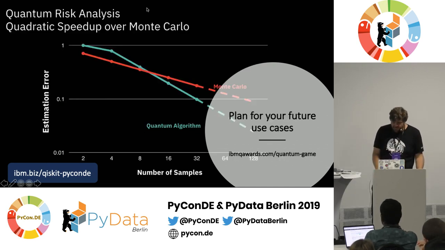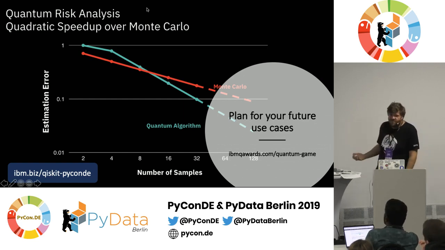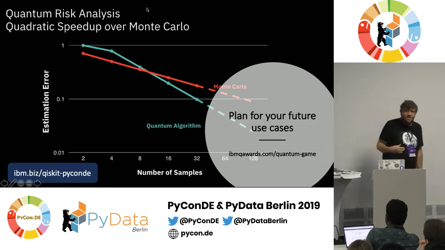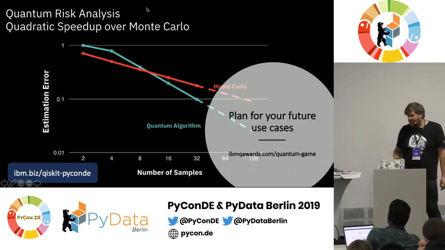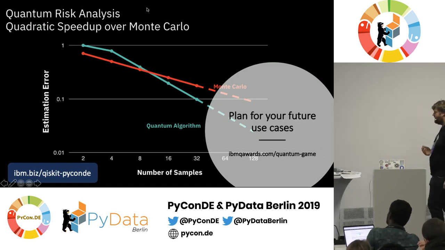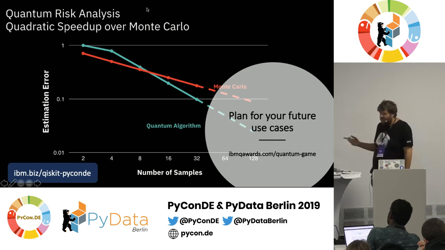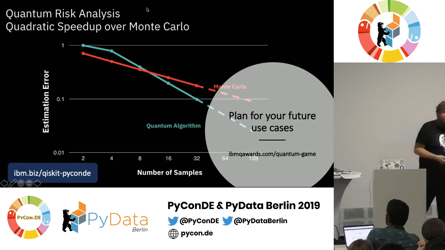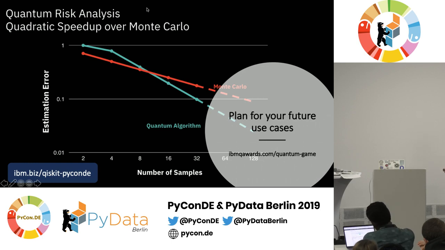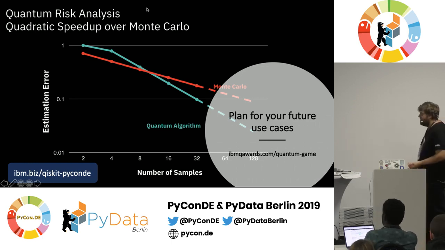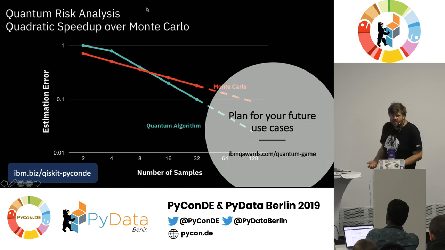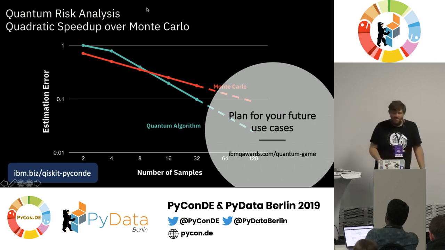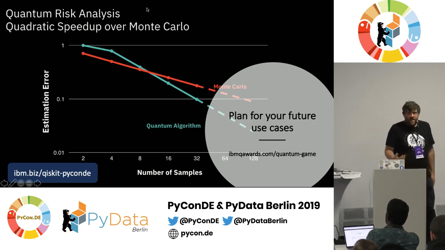So what kind of stuff? Well, one thing is to plan for your future use cases. You can look at something called the Quantum Algorithm Zoo, and you can see the kind of things that are sped up by a quantum computer, and you can try and work out how that might impact you in the future, and maybe look at proof of principle applications you can do to prepare yourself for that.